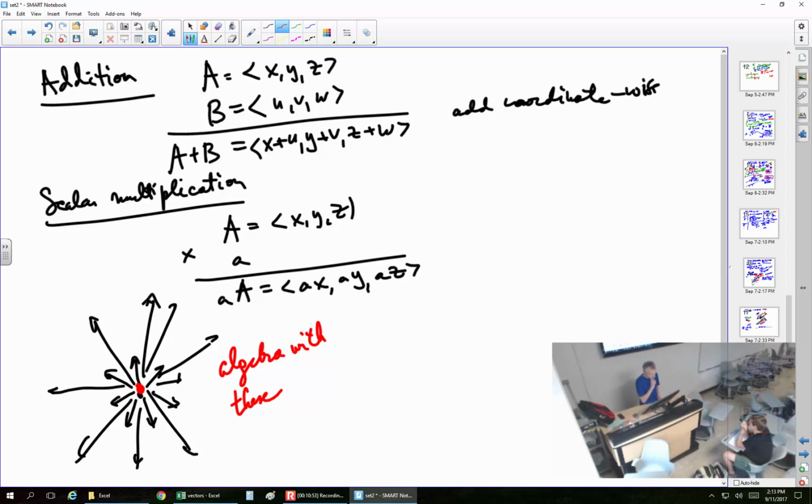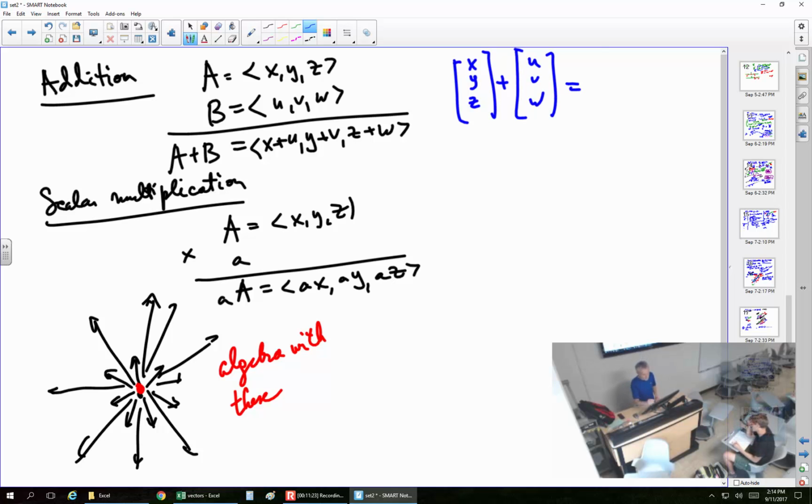Let me finish this topic. I want to put the column notation next to the row notation. This is the row notation for vectors, and you put them one under the other if you want to do component-wise operations, so that they align. But similarly, you can do it with the column notation, which is in fact even better. You just go horizontally: X plus U, Y plus V, Z plus W.